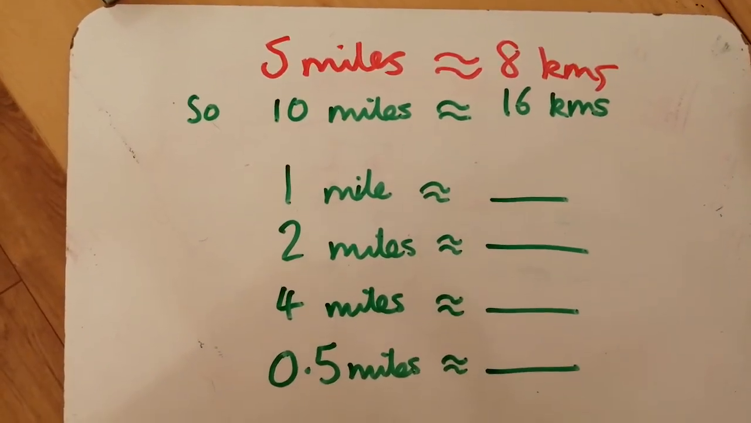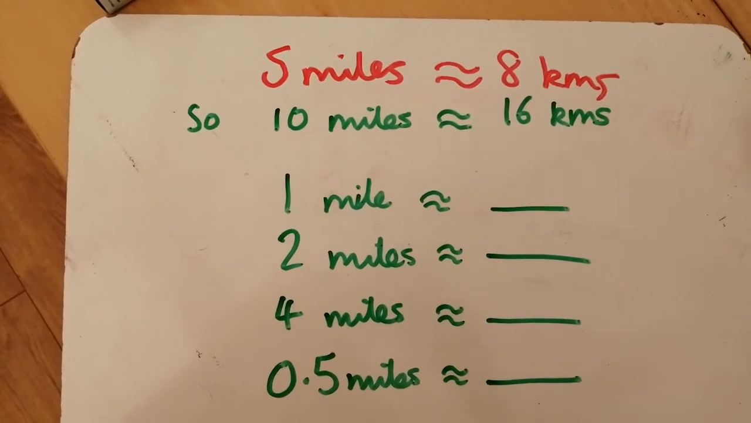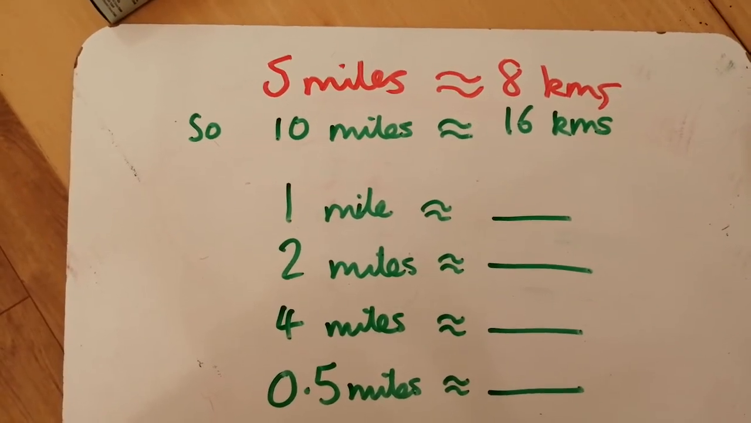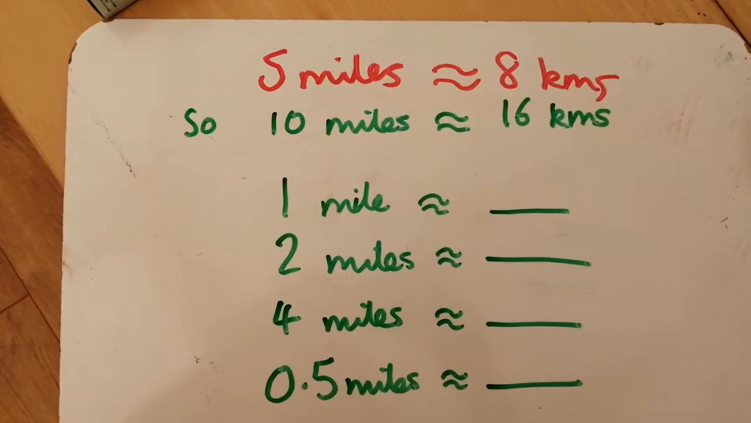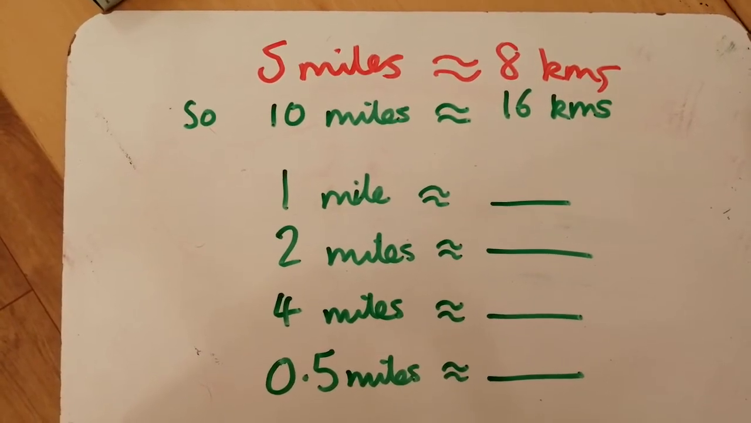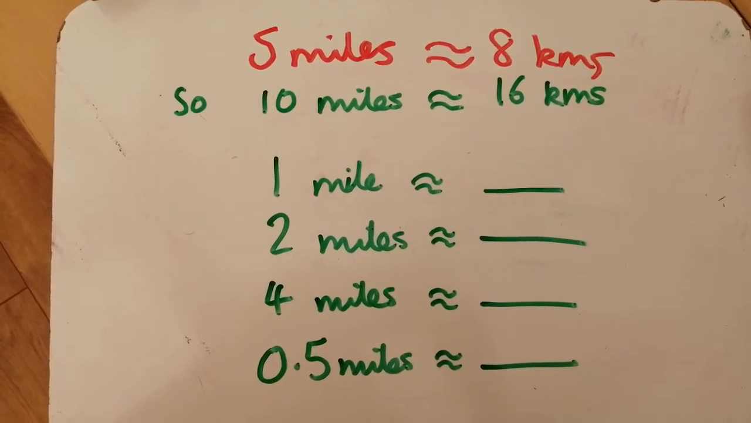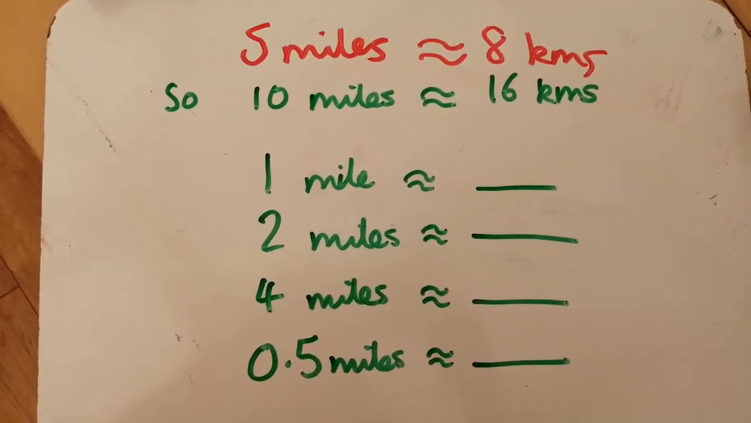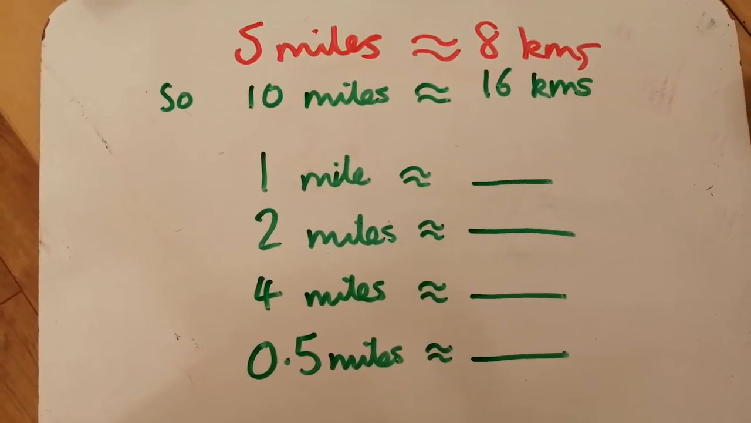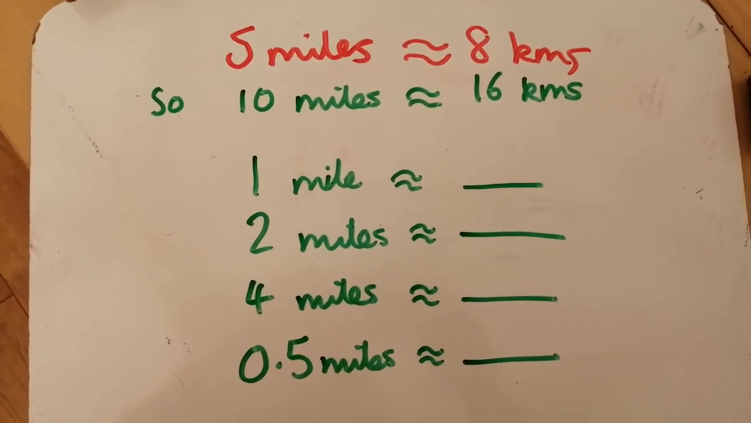So moving on, if we know that 5 miles is approximately 8 kilometres, then 10 miles will be approximately 16 kilometres because we've doubled both of them. So how could you work out 1 mile, 2 miles, 4 miles and 0.5 miles using the fact that you know?